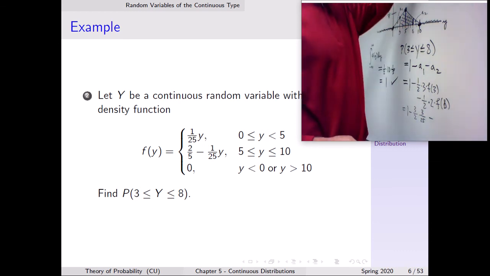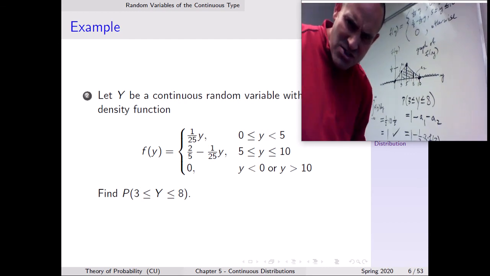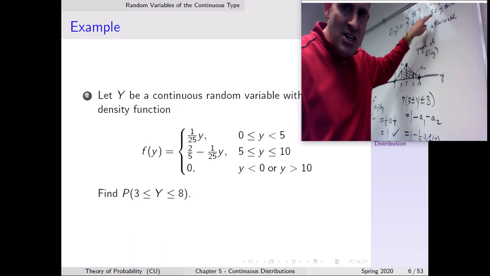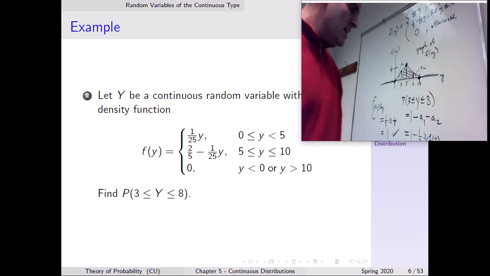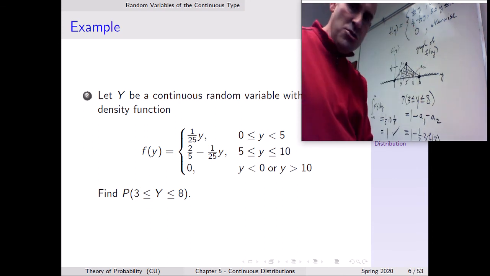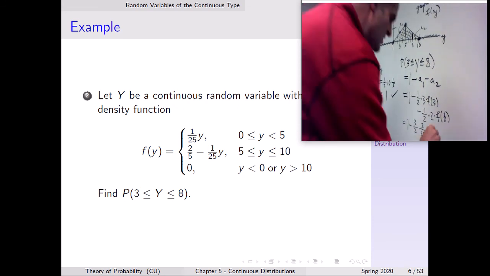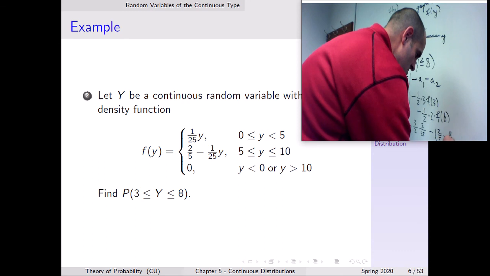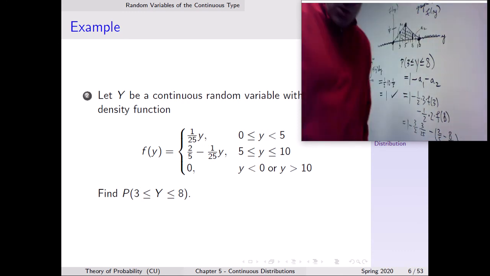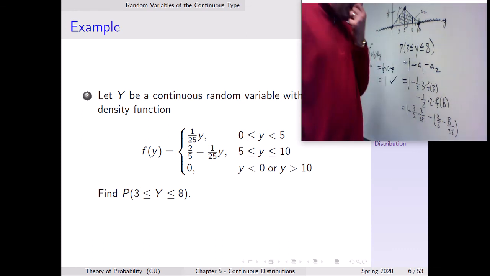Well, for 8, I have to use the second definition for the density, because 8 is between 5 and 10. So I have to plug it into this second definition right here. So it's 1/2 times 2 down here, and 1/2 times 2 is 1. F of 8 is 2/5 minus 8/25. Whatever that ends up being numerically, we have the numbers now.